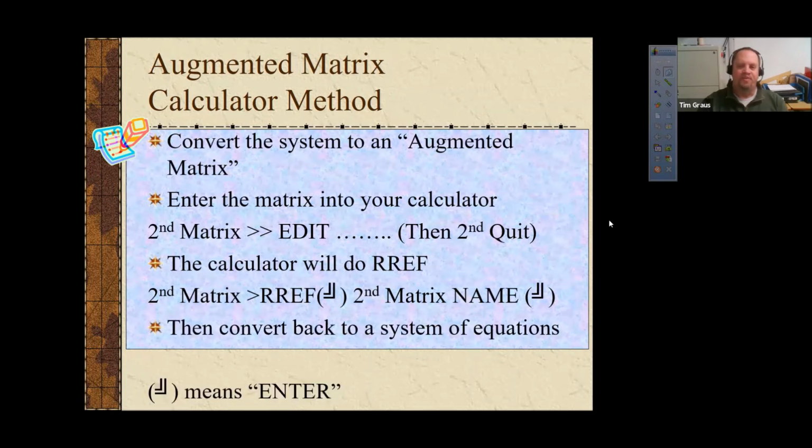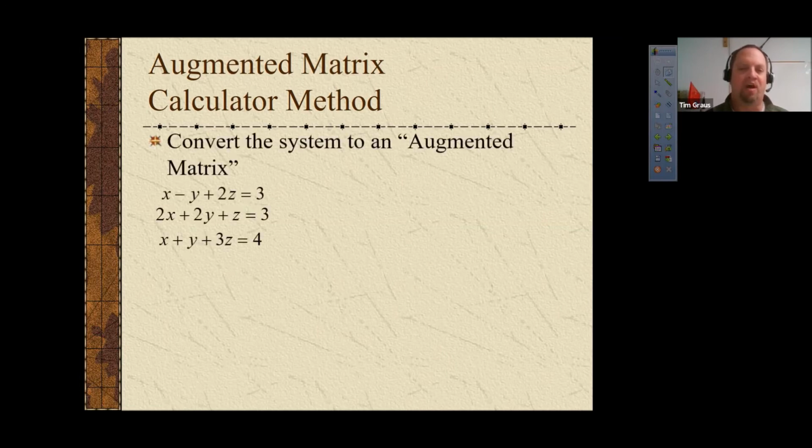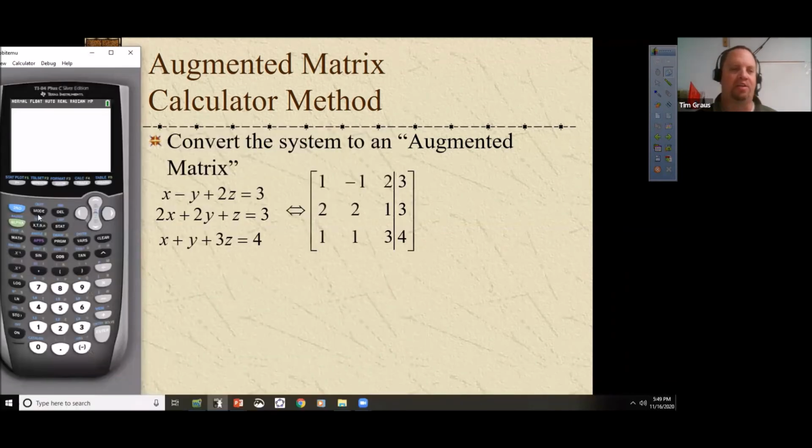Next, I'll show you a few examples using a TI-84 calculator. Let's start with the system of equations that I just solved by hand. So the system was x minus y plus 2z equals 3, 2x plus 2y plus z equals 3, x plus y plus 3z equals 4. First job is to turn it into an augmented matrix. Well, we've already seen how to do that, and we know that the augmented matrix looks like that. Next is to put this matrix into my calculator.